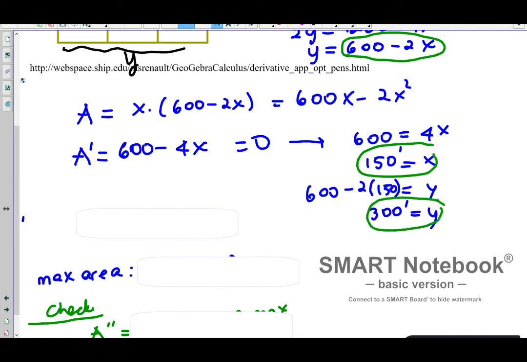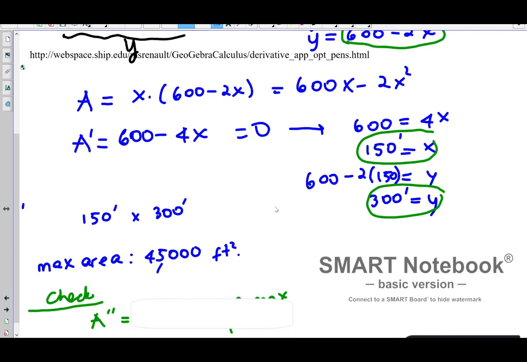And if they ask you, what is the maximum area you could possibly enclose? So those are the dimensions, and the maximum area is x times y in this case of the outer dimension. So you multiply 150 times 300, or 45,000 square feet.